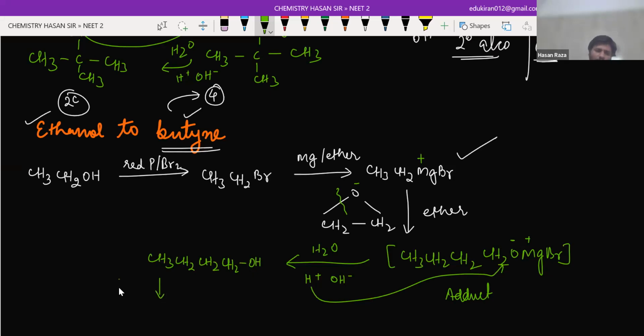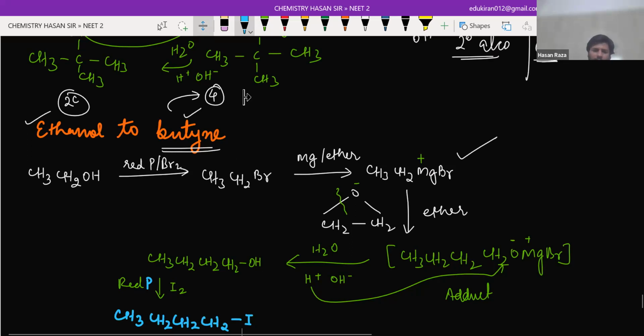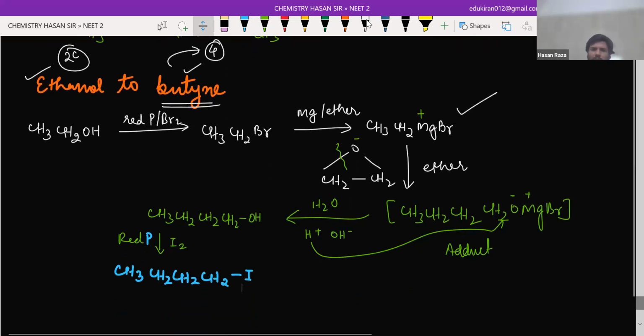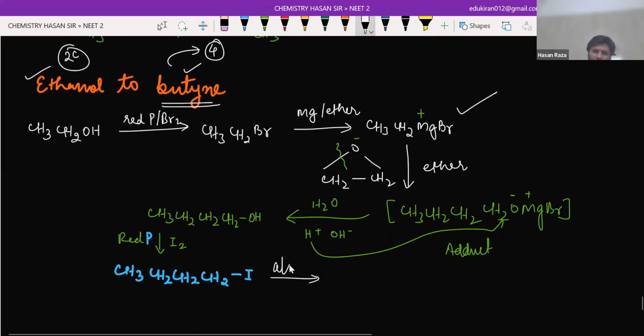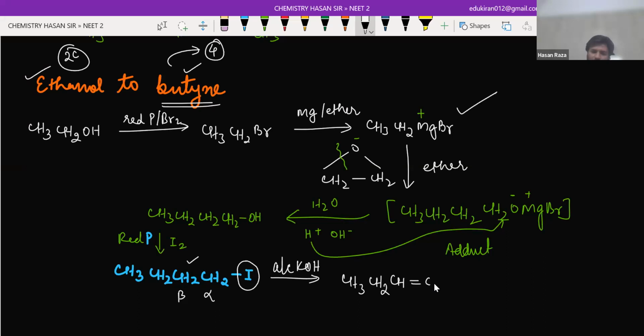After this, we are going to treat this with red phosphorus in the presence of iodine. Then this OH will be replaced by iodine, I. And then we are going to treat this with alcoholic KOH, which is an elimination reaction. If you react this iodine compound with alcoholic KOH, this is your alpha carbon, this is your beta carbon, and hydrogen will be removed, and you will get butene, CH3CH2CH=CH2.